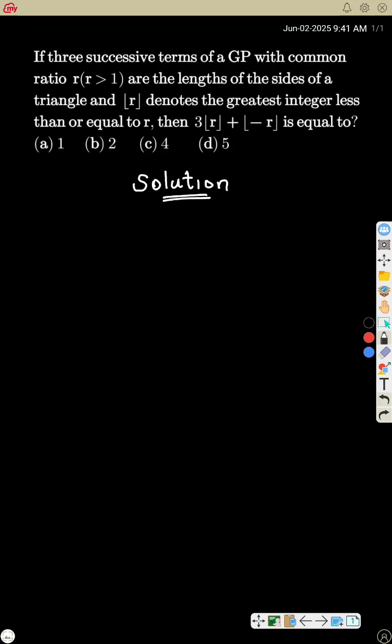So now this is question number one. If three consecutive terms of a GP with common ratio r, where r is greater than 1, are the lengths of the sides of a triangle, and the floor function, so this function you see here is called the floor function, where the floor function of r denotes the greatest integer less than or equal to r, we should evaluate 3 floor(r) plus floor(-r).